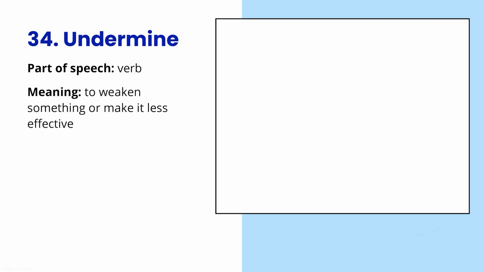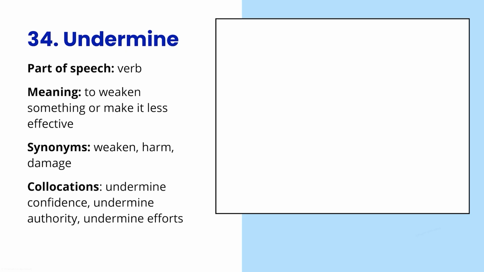Moving on to 34, which is undermine. Undermine is a verb and it means to weaken something or to make something less effective. Synonyms: weaken, harm, damage. Collocations: undermine confidence. So this means to weaken confidence or to reduce someone's confidence. Undermine authority, same thing. Undermine efforts. So this means to make someone's actions less effective.